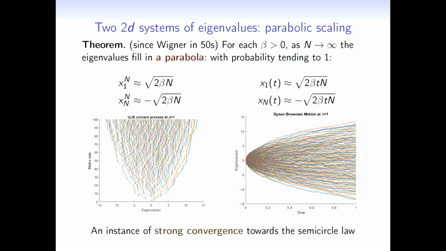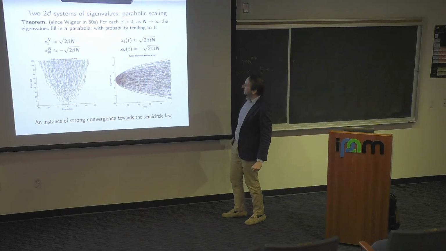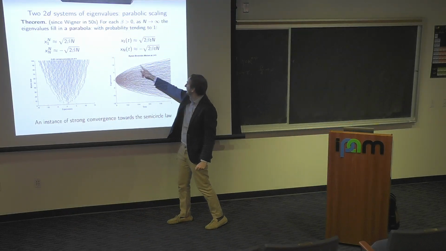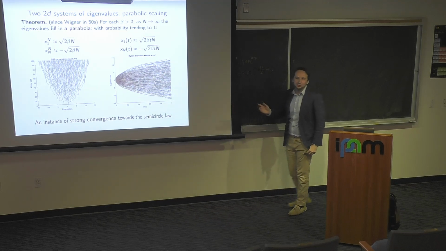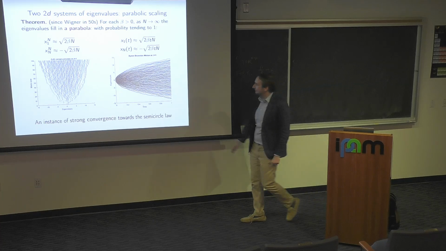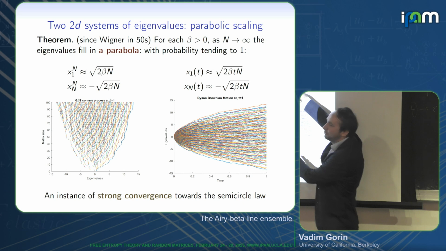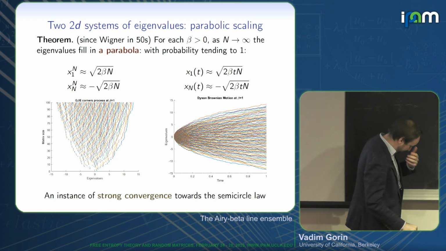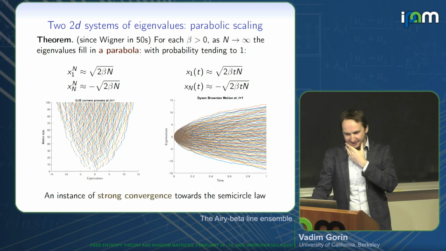And similarly, if you have time evolution of Dyson-Brownian motion, there is a slightly different parabola, but again a parabola, and again everything stays inside this parabola. And if you want to connect to the topic of this conference, then really you can say that it is some kind of a strong convergence towards the semicircle law, because that's again about the norms of these matrices. So that is an old result. People in the community knew it forever.